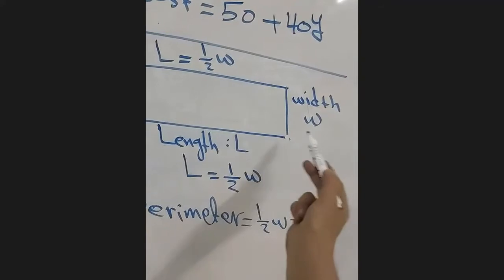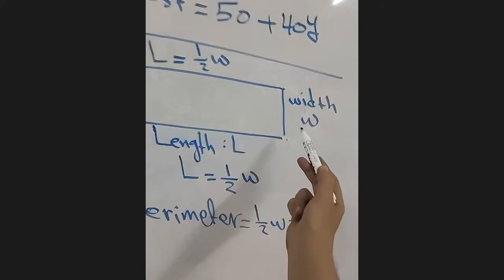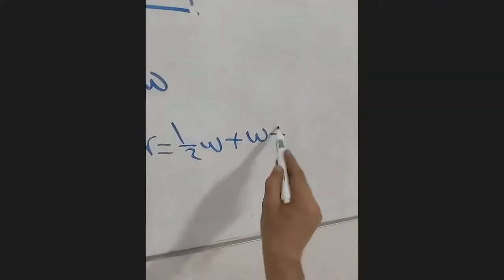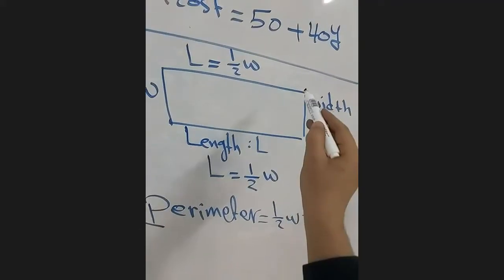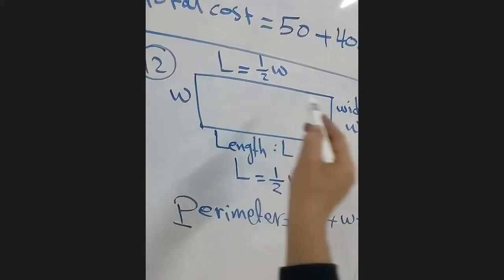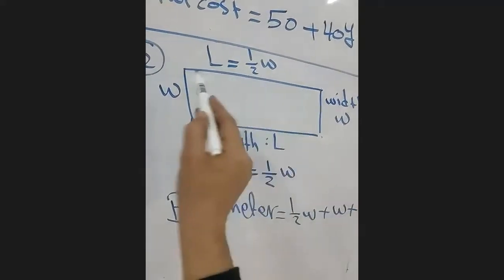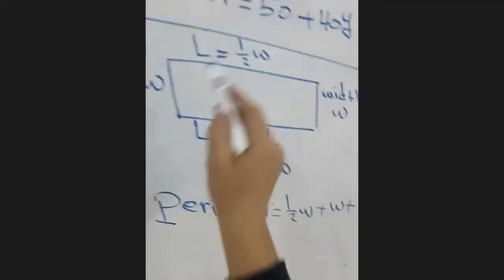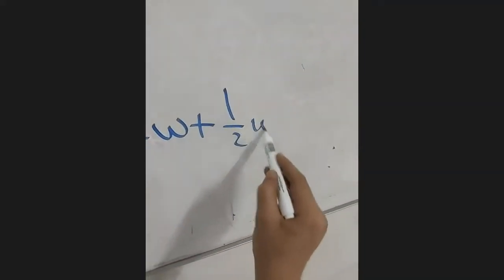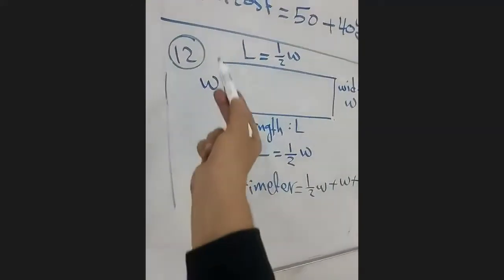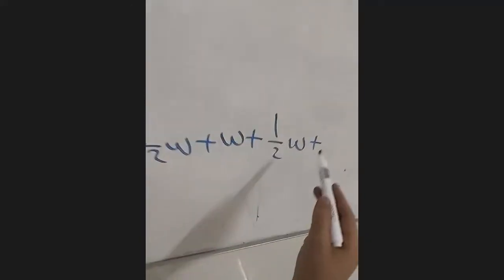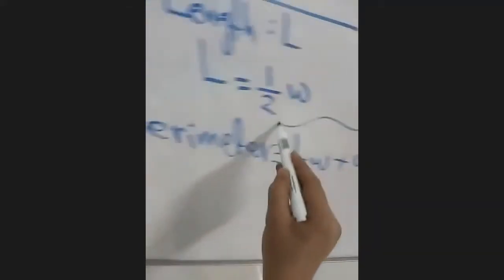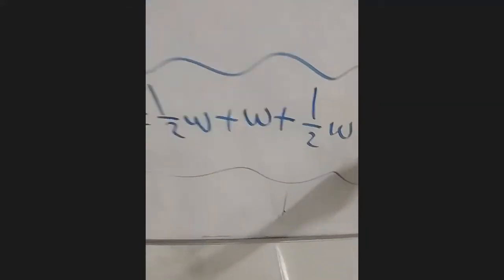What's this? W. Look here. Plus this one plus this one plus this one. What's this? One over two W. It is the value of the length, one over two W. Plus the last side here, W. This is the algebraic expression which we want.